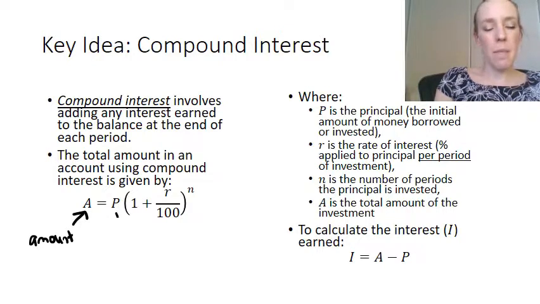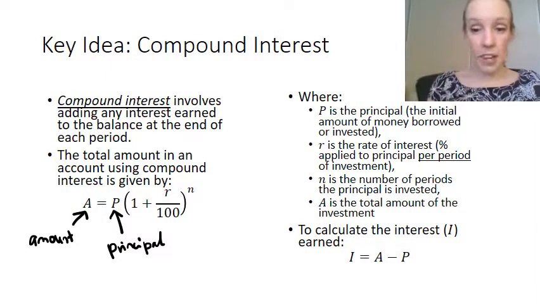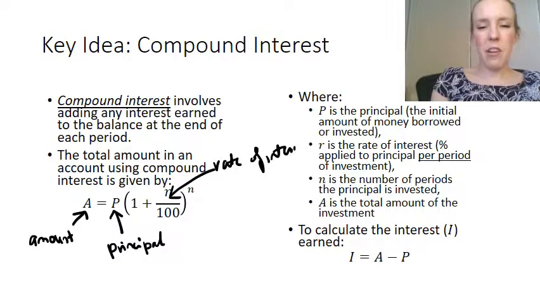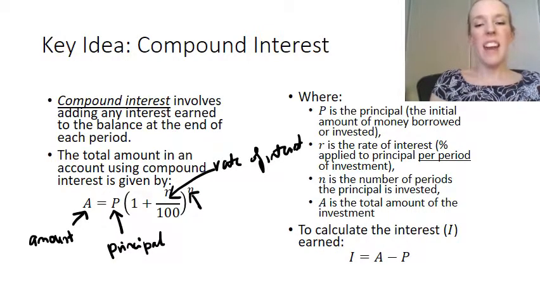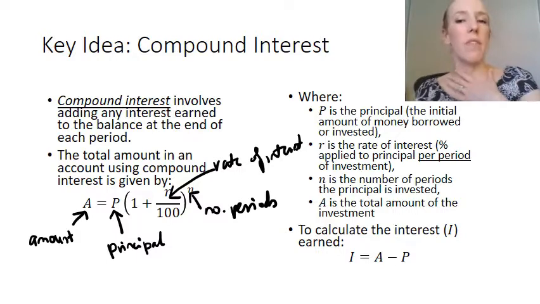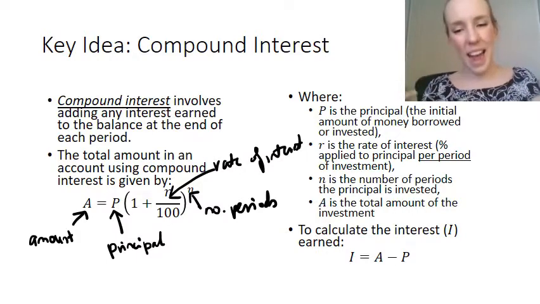So A is the amount, P is the principal, so that's what you started with. So how much money did you start with in the investment, or how much did you borrow for a start. R, again, is your rate of interest. But we've now got a little value n. This is our power. So n is the number of periods that your money is invested for. So how many times are they going to pay out that interest?